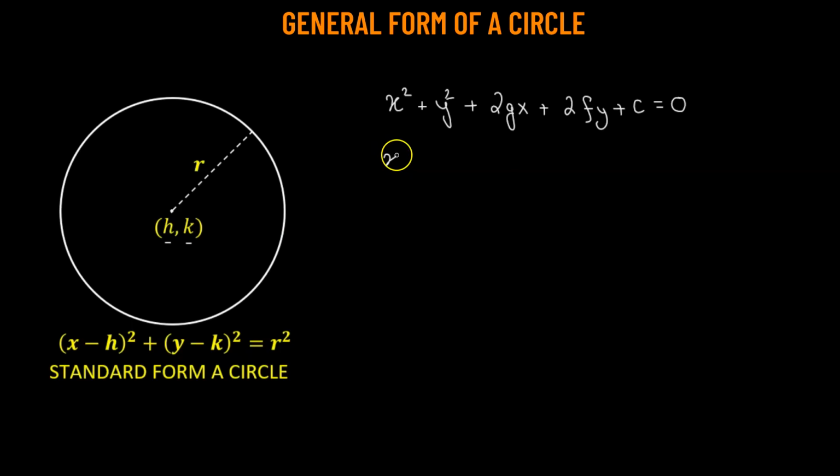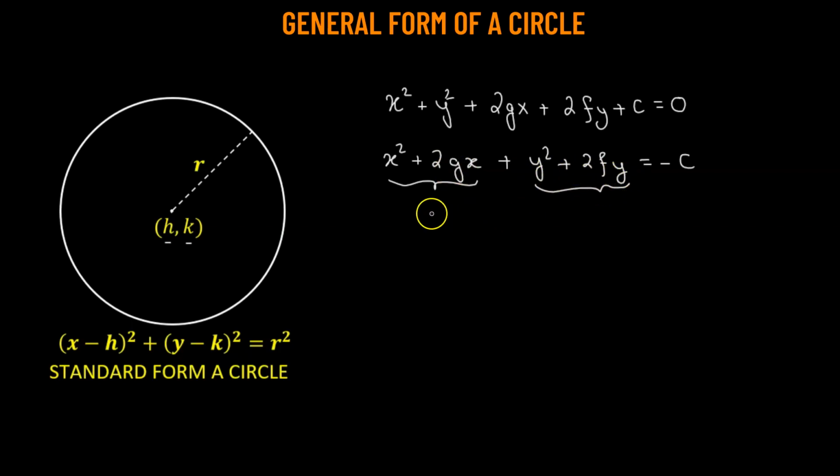All we have to do is first write all the terms containing x. So we have x squared plus 2gx. And then we are going to add all the terms containing y. So we have y squared plus 2fy. Now we are left with a constant c, which we'll transpose to the right hand side. Now our task will be to convert x squared plus 2gx to a perfect square, and similarly, we'll also convert y squared plus 2fy to a perfect square.